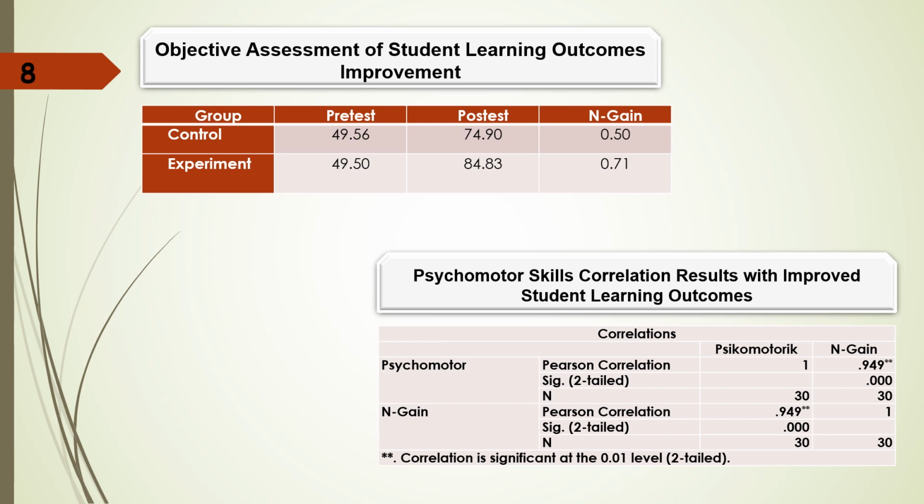Correlation result of psychomotor skills with improved students' learning outcomes. After the correlation test using SPSS 24, it was found that there was a very strong correlation between psychomotor skills and increased students' learning outcomes.